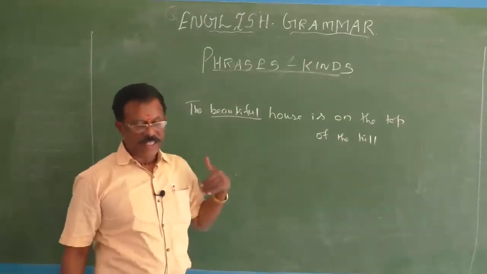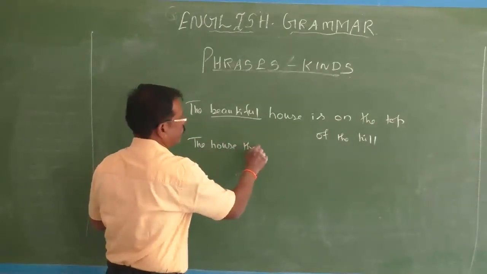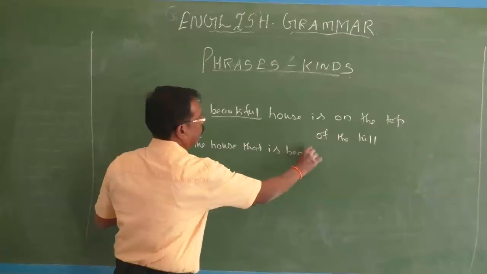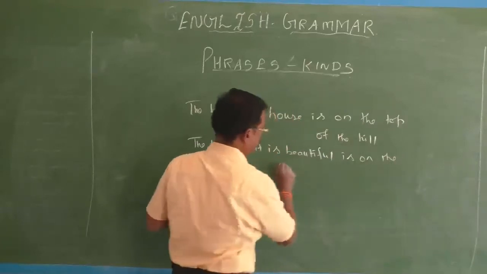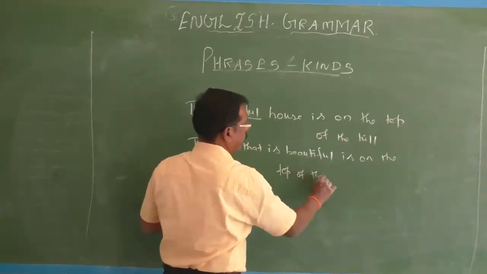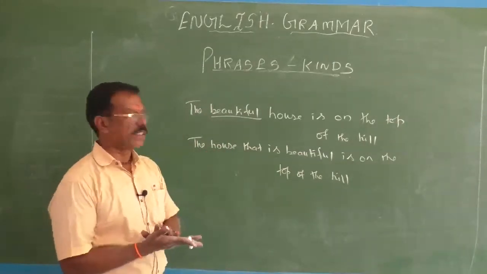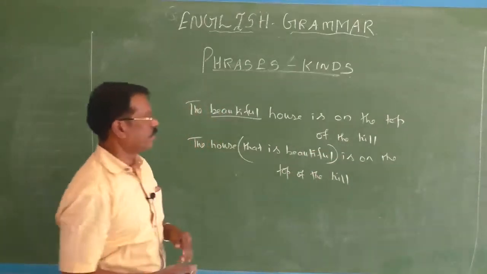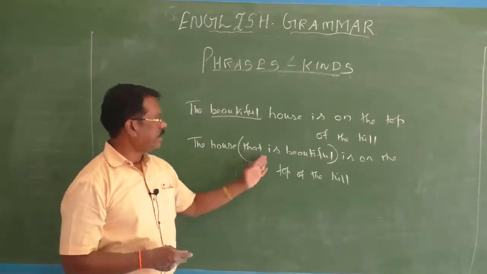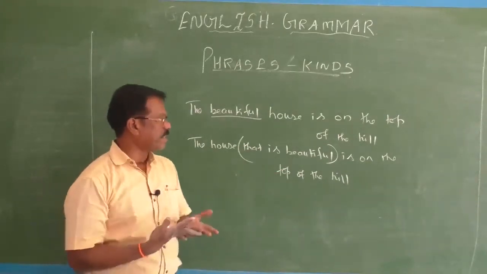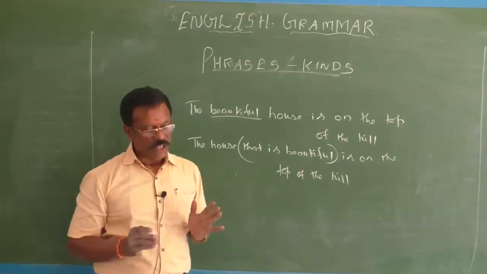Suppose I rewrite the sentence: the house that is beautiful is on the top of the hill. Now see the changes. The house that is beautiful is on the top. See, that is beautiful. This is an adjective phrase. Here we have an adjective, beautiful, which is described in such a way: that is beautiful. Okay. So in this way an adjective phrase does the function of an adjective.